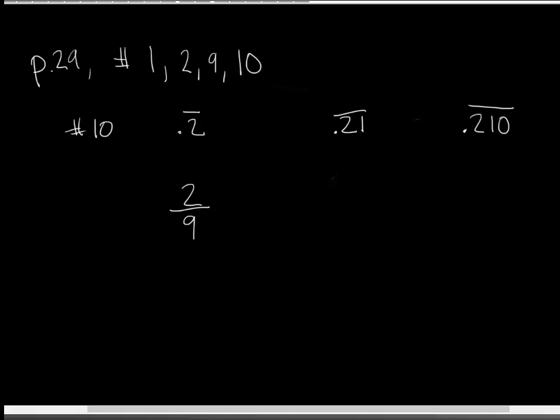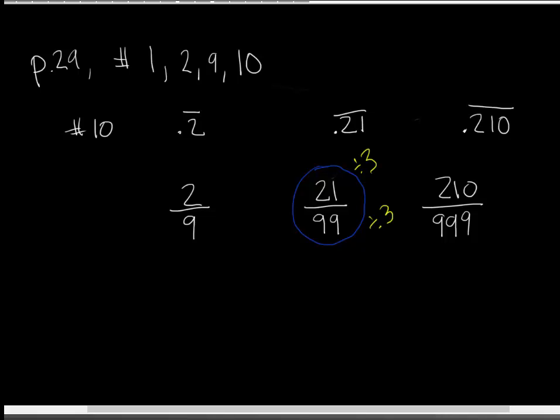21 repeating. There's 2 digits, so that's 21 over 99. 2 1 0 repeating. 1, 2, 3 digits. So divided by 999, 1, 2, 3 nines. Now be careful because sometimes these reduce. And this is a great example of a reduction right here. 21 can be divided by 3 and 99 can be divided by 3. 21 divided by 3 is 7. 99 divided by 3 is 33.